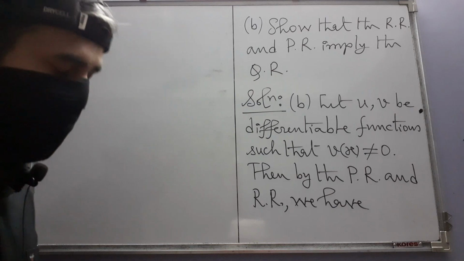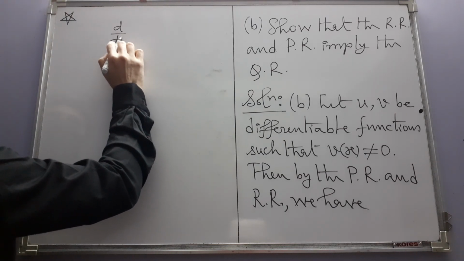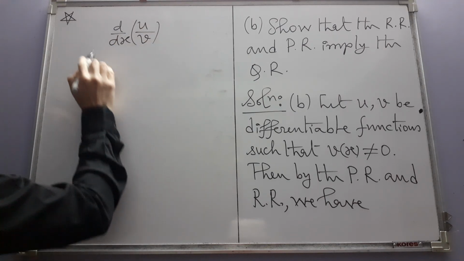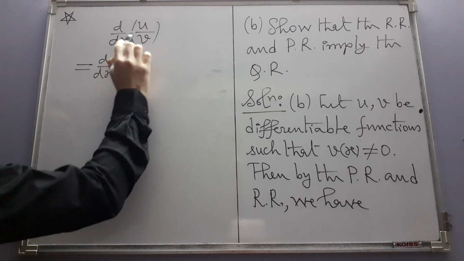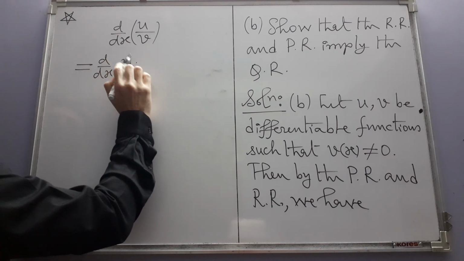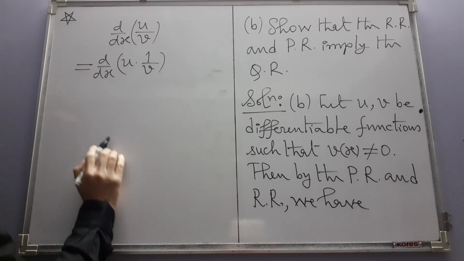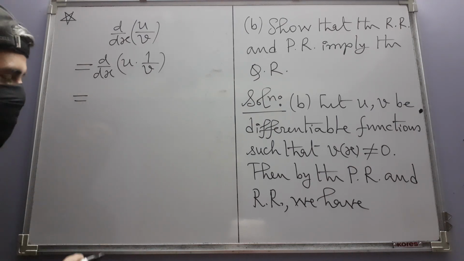We want to know what the derivative of u over v is. We can write the quotient u over v also as u times the reciprocal of v. Now this is where, at this step, we apply the product rule.